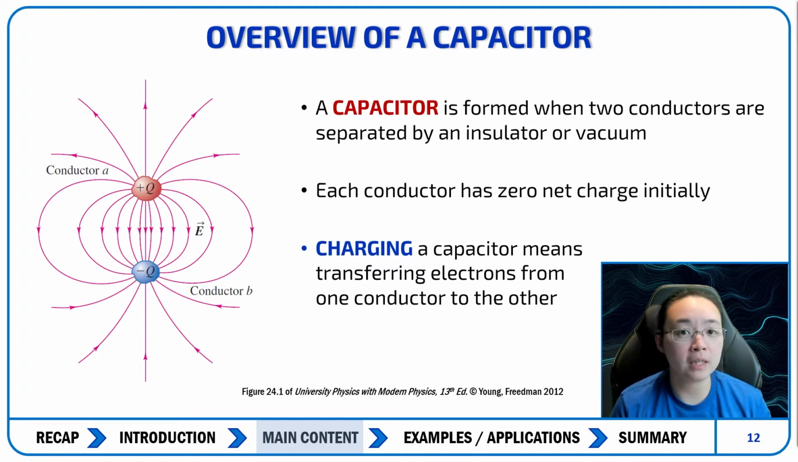A capacitor really is made when two conductors are separated by an insulator or a vacuum. So in this example, we have a conductor on the bottom and a conductor on the top, labeled A and B respectively. And in between, in this case, we just have free space or vacuum that's separating the two conductors. Each conductor has zero net charge initially, but when you're charging a conductor, it means that you're transferring electrons from one conductor to another. So let's define that further.